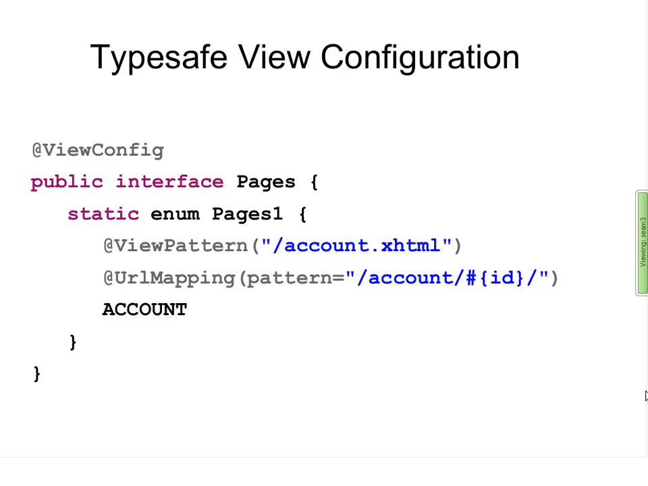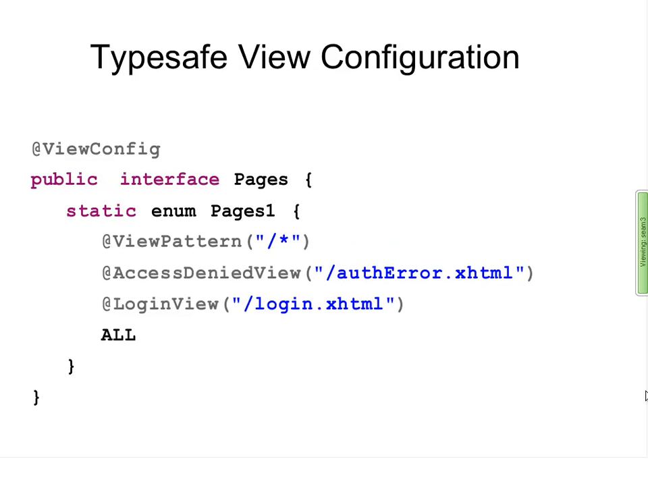We have one more example to look at. In this one, we're defining a global rule, which is represented by the /* view pattern. This configuration provides authentication control. If the current user is logged in and tries to access a page for which they don't have sufficient privileges, they'll get redirected to the access denied view, which in this example is auth_error.html. If they're not logged in, they'll be redirected to the login view, which will give them an opportunity to authenticate.